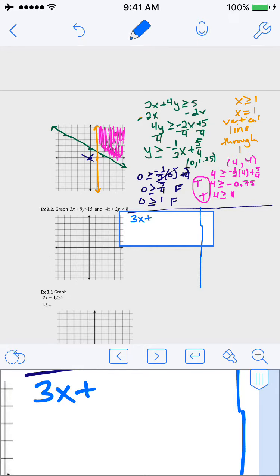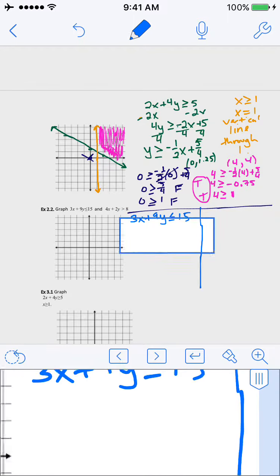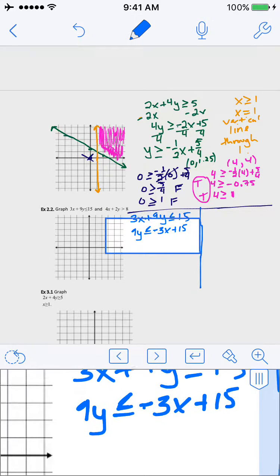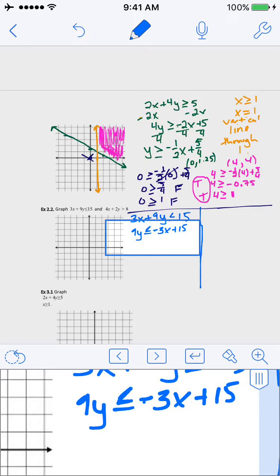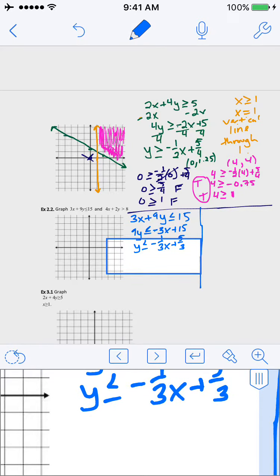First equation is 3x plus 9y is less than or equal to 15. Luckily, we've already graphed this one today, so we have an idea of what it's supposed to look like. But just in case, let's rearrange it. So we've got 9y is less than or equal to negative 3x plus 15. And then we divide by 9. You get y is less than or equal to negative 1/3 x plus 5/3. We'll start by graphing that one.